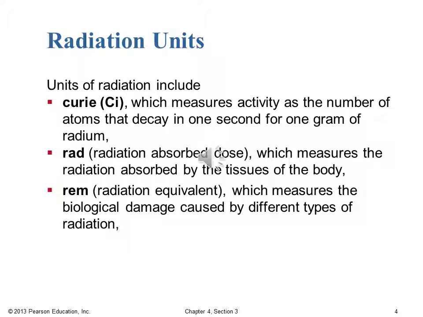The RAD, radiation absorbed dose, measures the radiation absorbed by tissues of the body, so this is really for the biological end of things. And then also the REM, radiation equivalent, measures biological damage caused by different types of radiation. So the Curie is sort of the unit that applies to everything. RAD and REM, we're looking at specifically tissues, living tissues, and biological damage caused to living organisms.